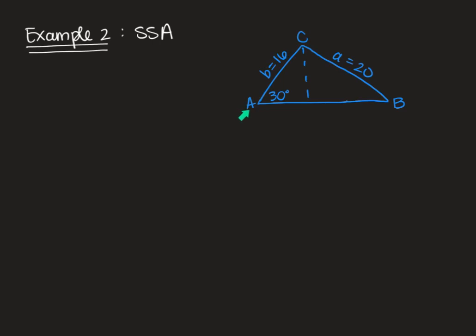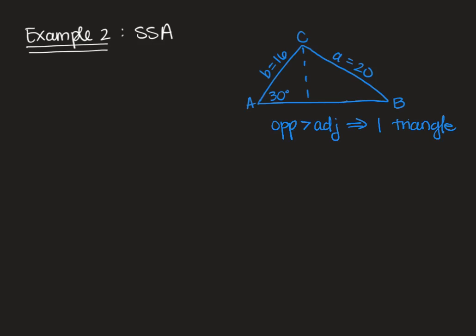So when this situation happens, we don't even need to think about the height of the triangle. We already know that when we have a side opposite the given angle longer than the side adjacent to the given angle, only one triangle exists. And this is just something that you guys can memorize. So side opposite greater than side adjacent. That means one triangle exists.